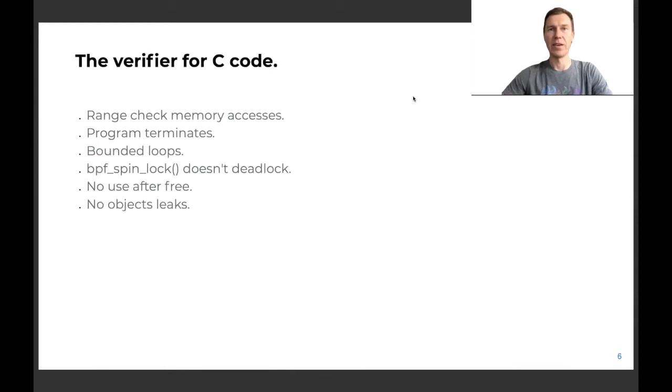In the early days of BPF, everyone was focused on making sure that the program cannot harm the kernel. That's the verifier's job: to check that all memory accesses are within range, that the program terminates, that loops are bounded, that the usage of the bpf_spin_lock helper will not cause programs to deadlock, that there is no use after free, so when an object is freed the program will not access it through a dangling pointer, and that reference counted objects don't leak out of the program. When the program does a lookup of a kernel object like a socket, it will release it before exiting. Often, it is hard to convince the verifier that the program is safe.